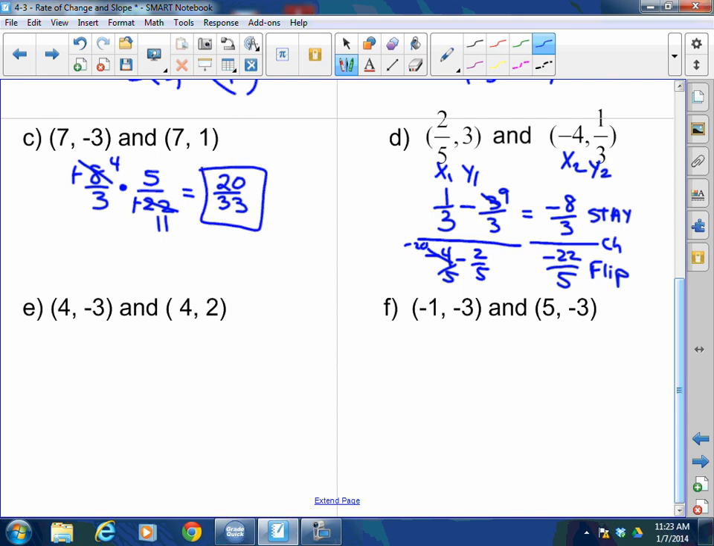Does that make sense? Do you see how I did that with the fractions? So you have to review how to add and subtract and multiply and divide fractions. You have to, my friends, okay? You have to.